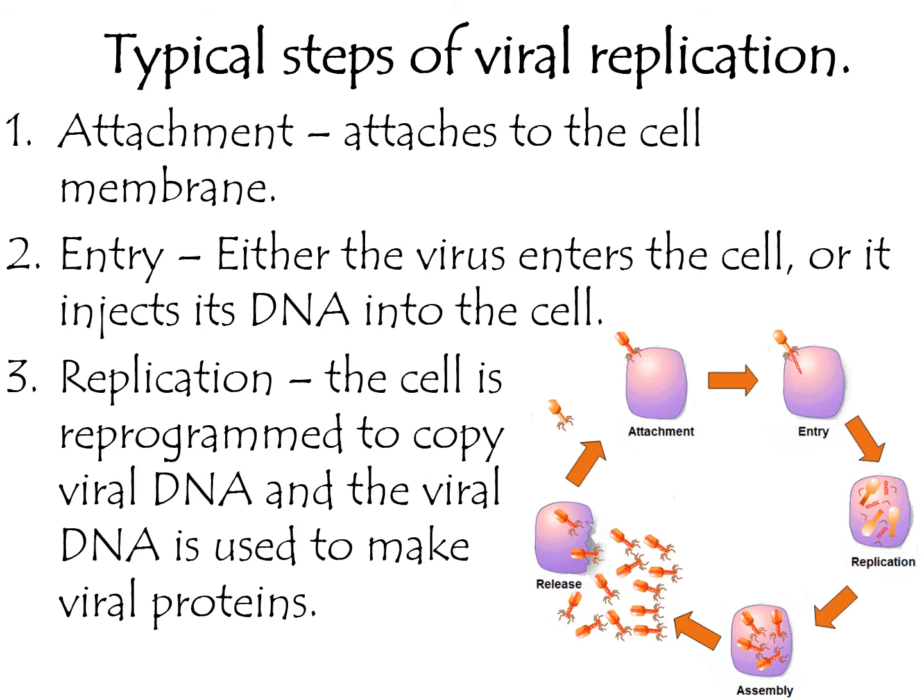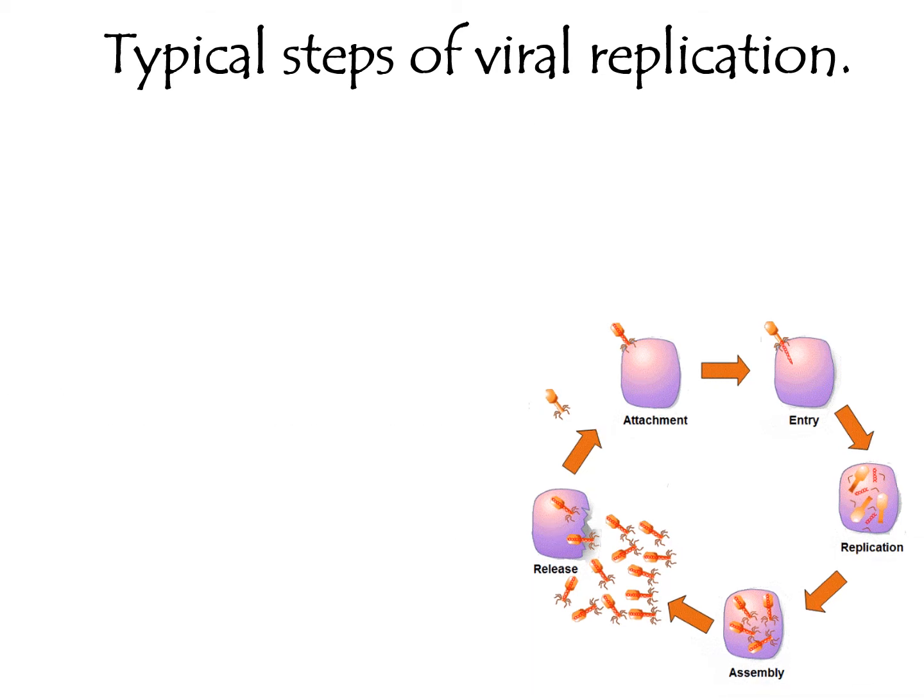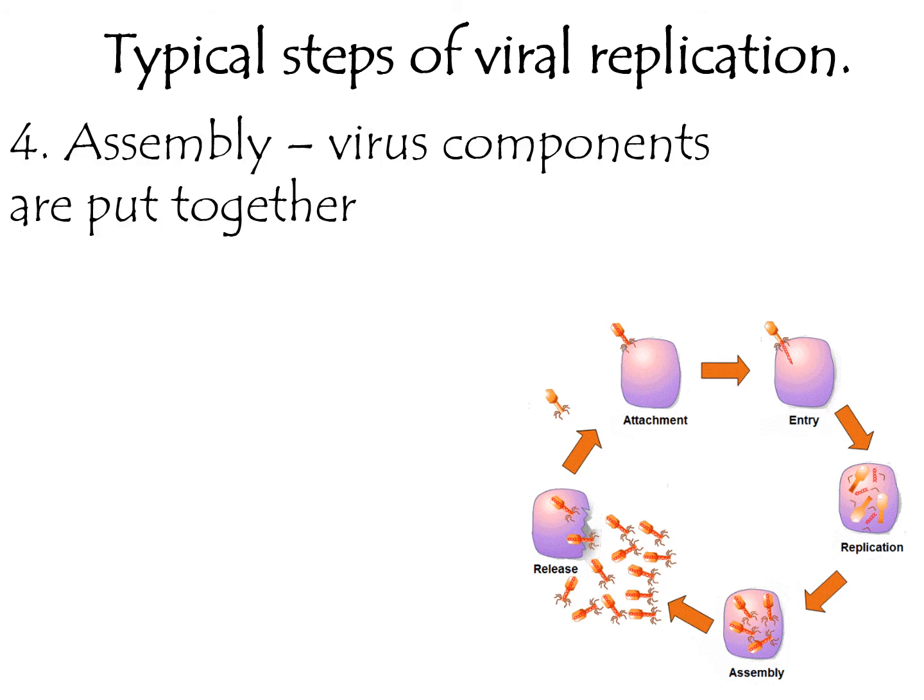Second is replication. So the cell is now reprogrammed to copy the viral DNA. So DNA replication, you know that process. And then that viral DNA is used to make viral proteins, so protein synthesis. And so this is how the virus is getting the cell to make more viruses. So step four is assembly. Once we have the viral proteins, the viral DNA or RNA, then we're going to put them all together to make the viruses.